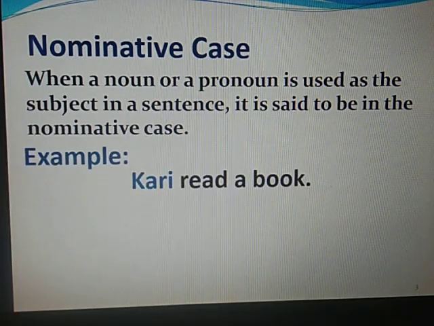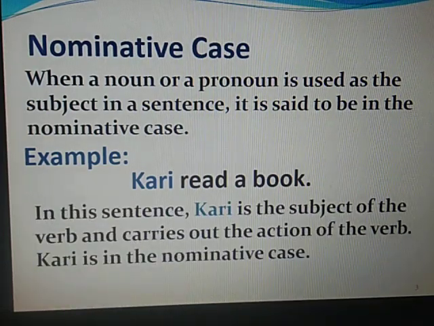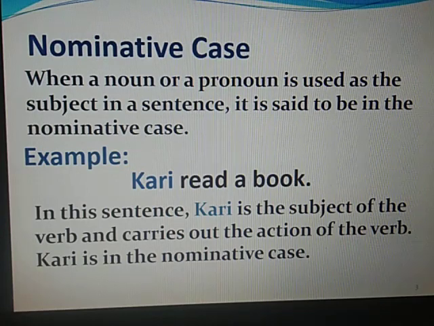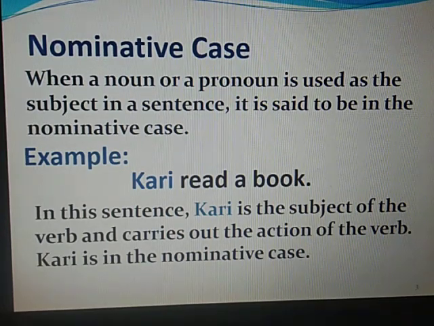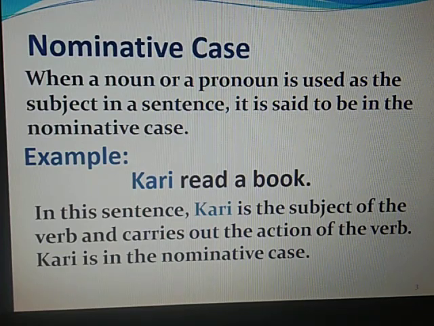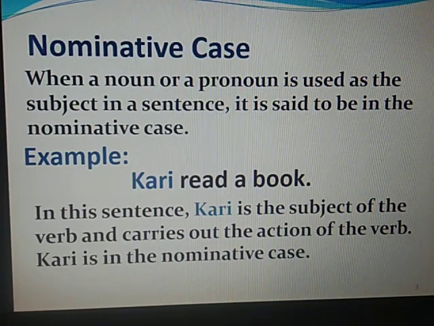For example, Kari read a book. In this sentence, Kari is the subject since we are talking about Kari. So, Kari is the subject of the verb and it carries out the action of the verb. So, Kari is in the nominative case. Whatever noun, pronoun, person, or animal comes in the subject part, that will be the nominative case.